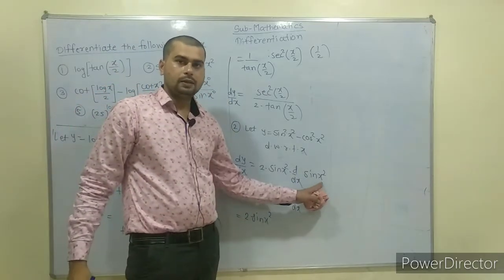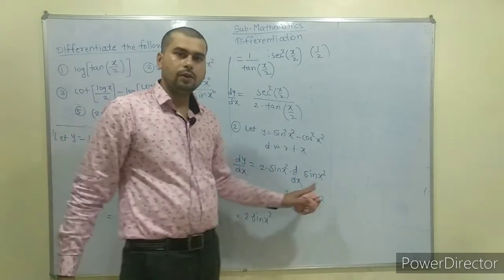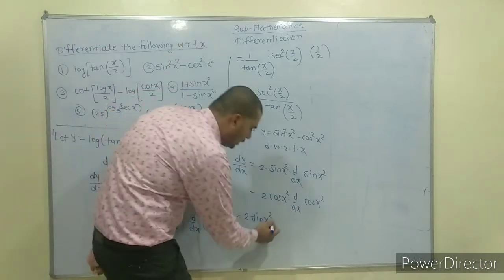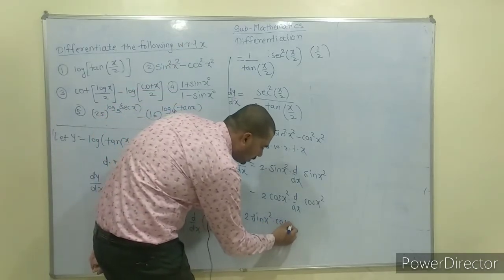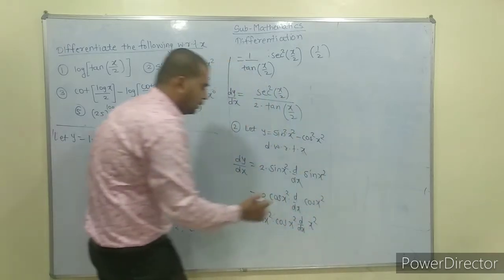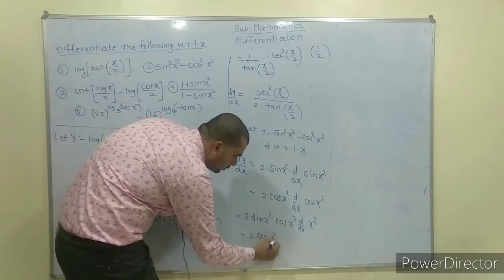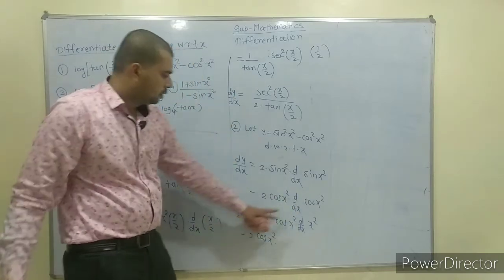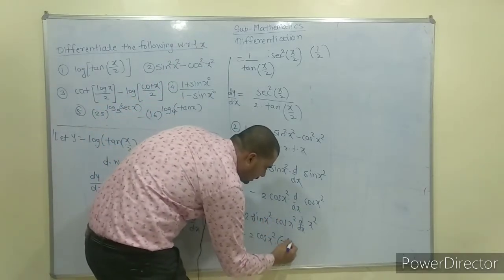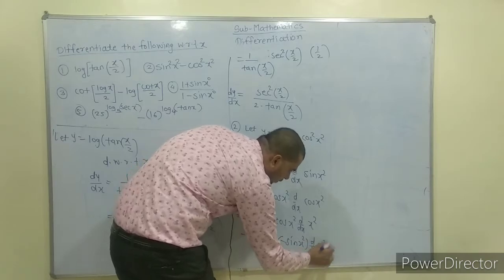So this equal to 2 into sin x square, derivative of sine x square. What is formula of derivative of sine x? Cos. So sine x square च derivative cos x square परत into dy dx of x square. So sine x square into cos x square into dy dx of x square. Similarly, minus 2 times cos x square into dy dx of cos x square. What's the derivative? Minus sign. So here minus sine x square into dy dx of this x square.